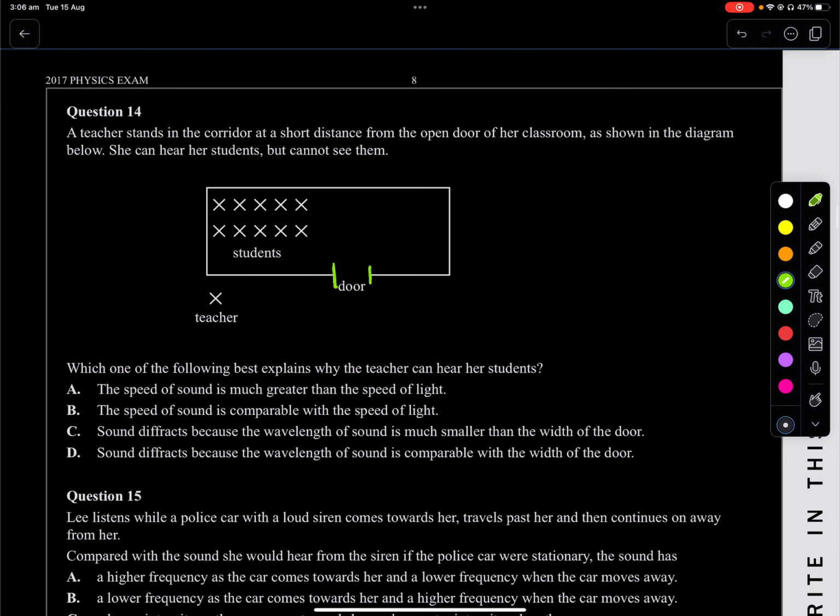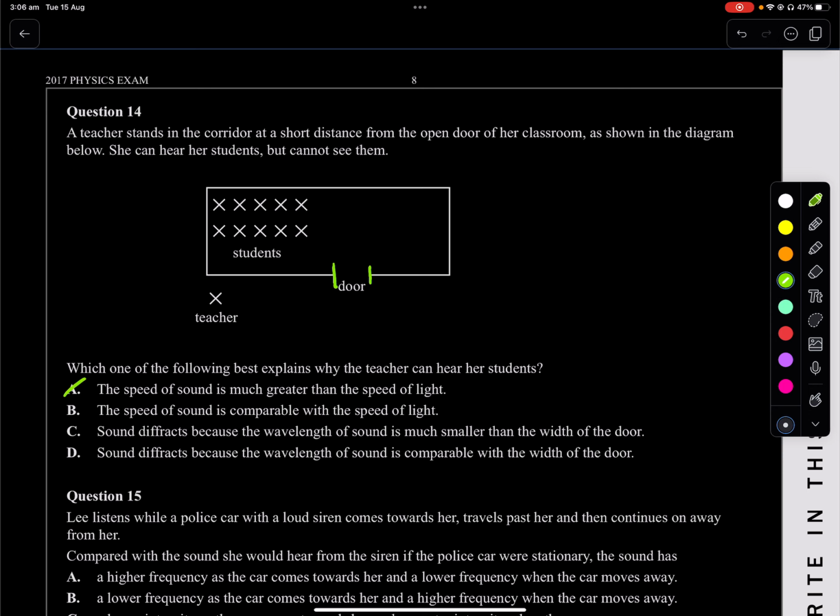Let's look at the answers. So the speed of sound is much greater than the speed of light. Absolutely, that's rubbish. The speed of light is much higher and greater than the speed of sound. And in this case, it's not even useful to know that for this diffraction. Diffraction does not depend on those factors.